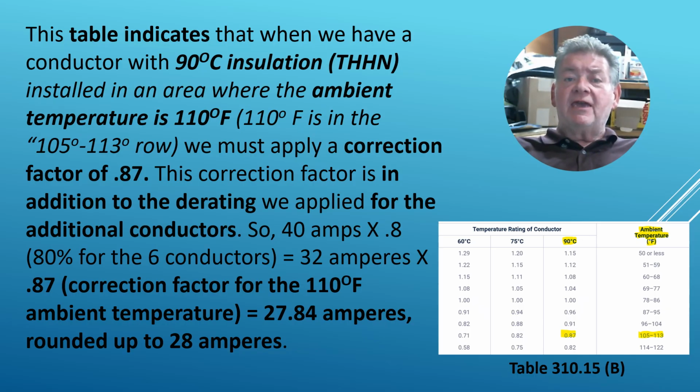Now, if we had just gone to the table and grabbed the ampacity for a number 10, it would have indicated 40 amperes. But when we did our calculations in accordance with section 310.16, under these installation conditions, we cannot exceed 28 amperes for this number 10. Big difference.